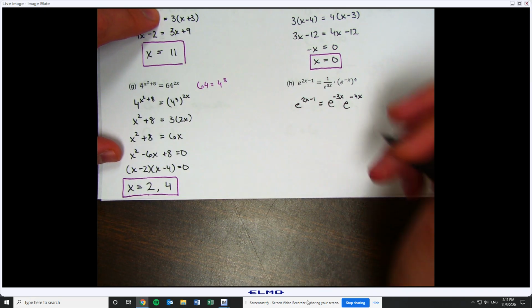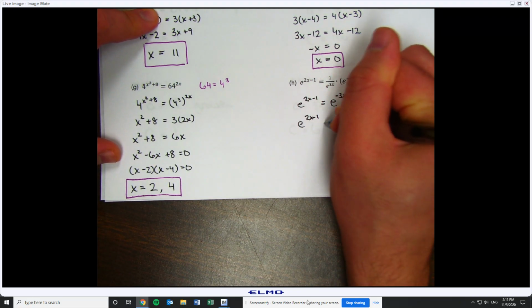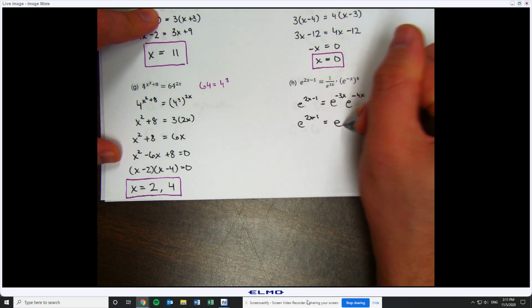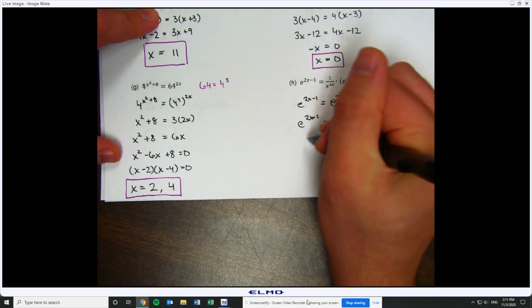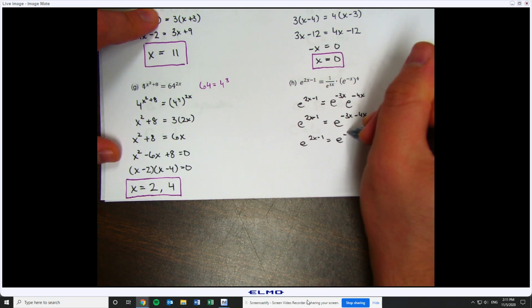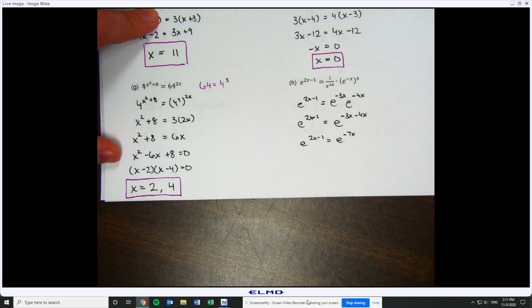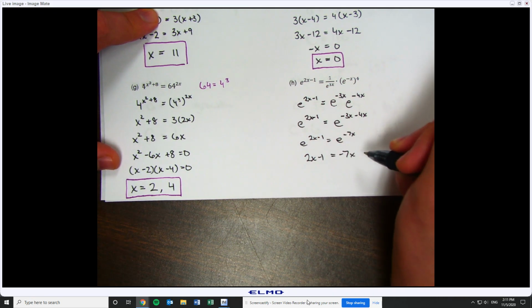So doing that for this one, this will be e to the 2x minus 1 equals e to the 3x minus 4x plus a negative. That gives us e to the 2x minus 1 equals e to the negative 7x. Now they are both base e. That gives me 2x minus 1 equals negative 7x.